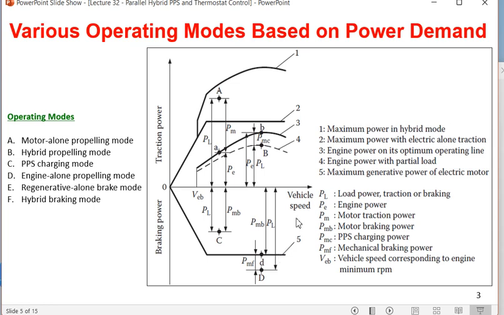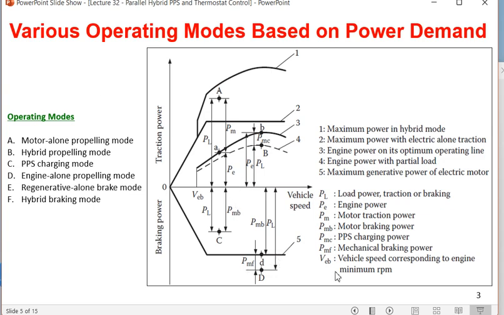And there is another thing called line 5. Line 5 is the maximum regenerative power of the electrical motor. That means this is the regenerative braking maximum power. You are finding this line 2 and line 5 are equal and opposite. Whenever the motor is running in the forward direction, it is generating curve 2. The same motor from the same PPS source, rotating in the reverse direction, is going to generate the line called 5.